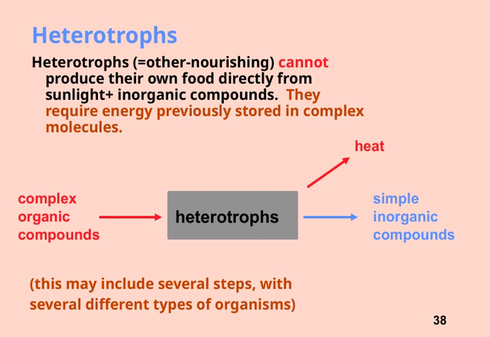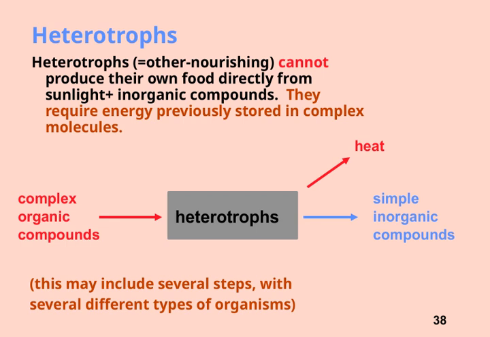When we talk about simple inorganic compounds, we're referring to substances like carbon dioxide or minerals, which are not energy-rich by themselves. Heterotrophs take these inorganic compounds and, through various processes, build or break down complex organic compounds, like carbohydrates, proteins, and fats, that contain the energy they require. It's important to note that this process can involve several steps and different types of organisms working together.